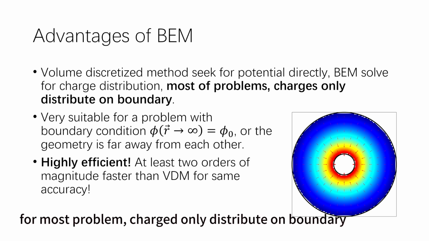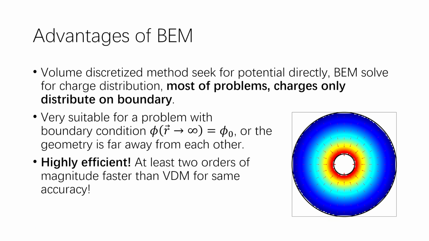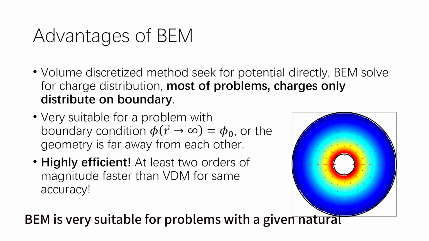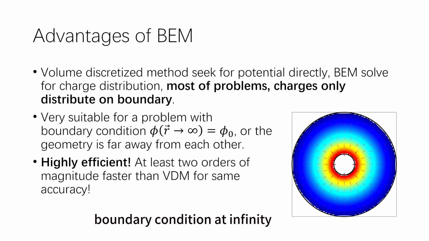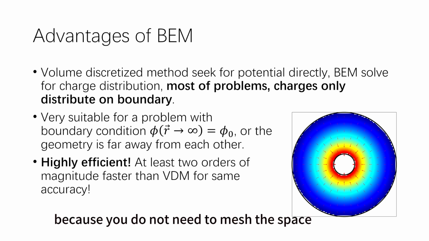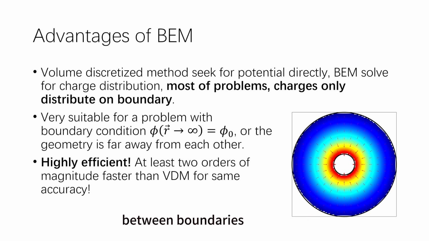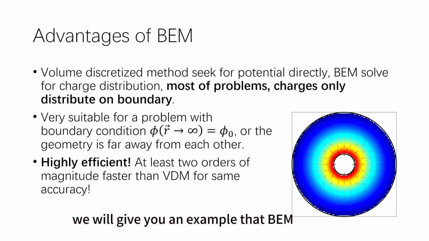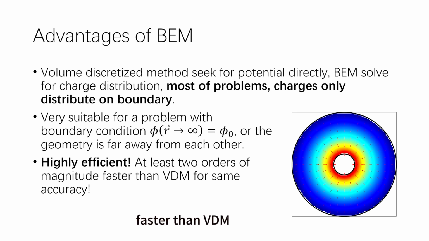For most problems, charge only distributes on the boundary, so only the boundary is meshed, which largely reduces the size of the problem. BEM is very suitable for problems with a given natural boundary condition at infinity, or where the geometries are far away from each other, because you do not need to mesh the space between boundaries. For these types of problems, BEM is highly efficient. We will give an example where BEM is at least 2 orders of magnitude faster than VDM for the same accuracy.